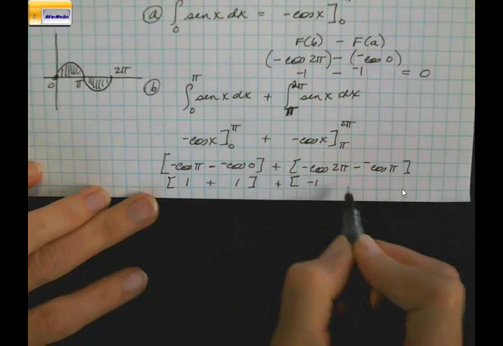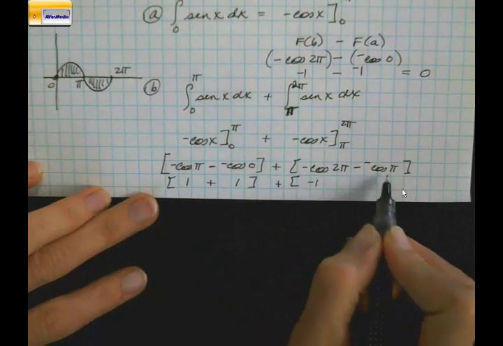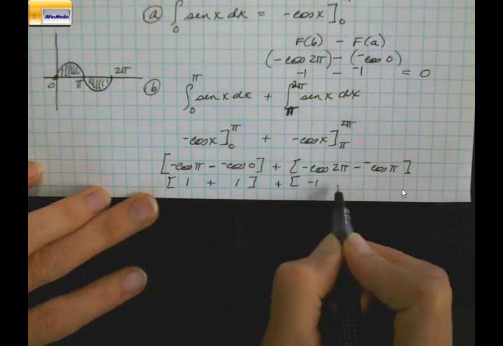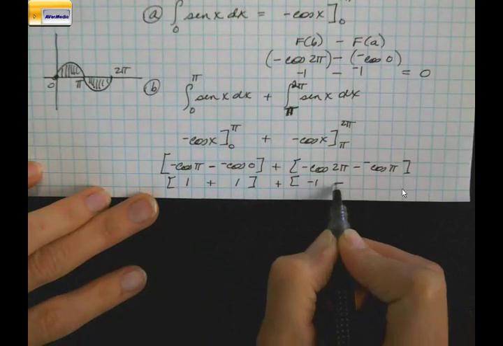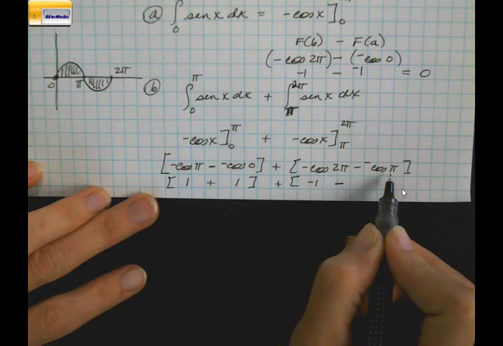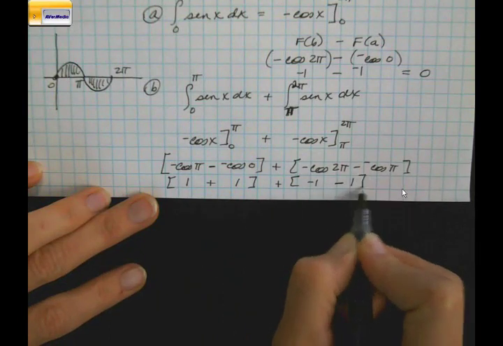Cosine of 2 pi is 1. This is a negative 1. Cosine of pi is negative, so a negative of a negative makes it... how many negatives can we get? Cosine of pi is negative 1. This is a positive 1.